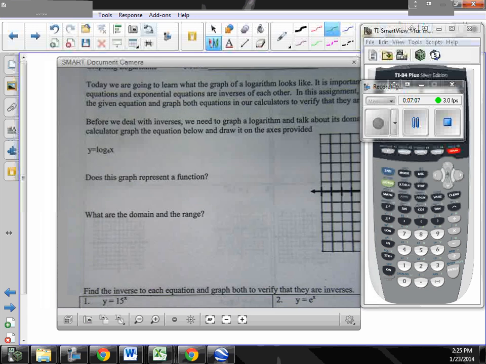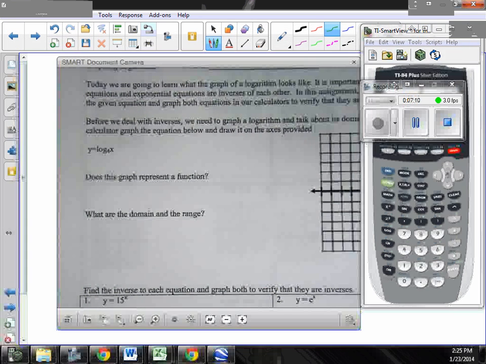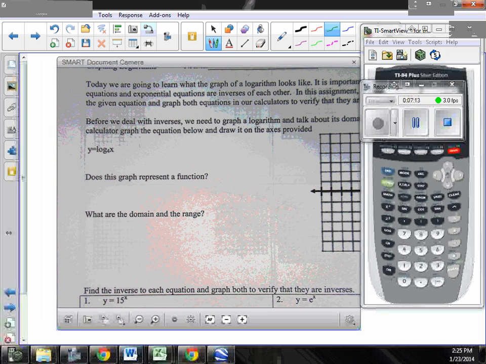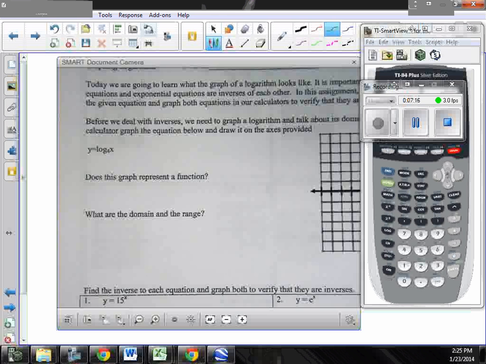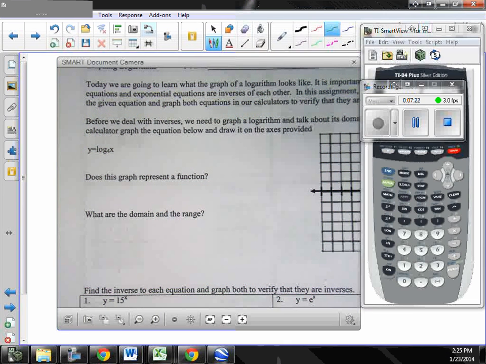We're going to graph y equals log base 4 of x. But I don't have a log base 4, so I need to use the change of base formula. How would you convert that using change of base?